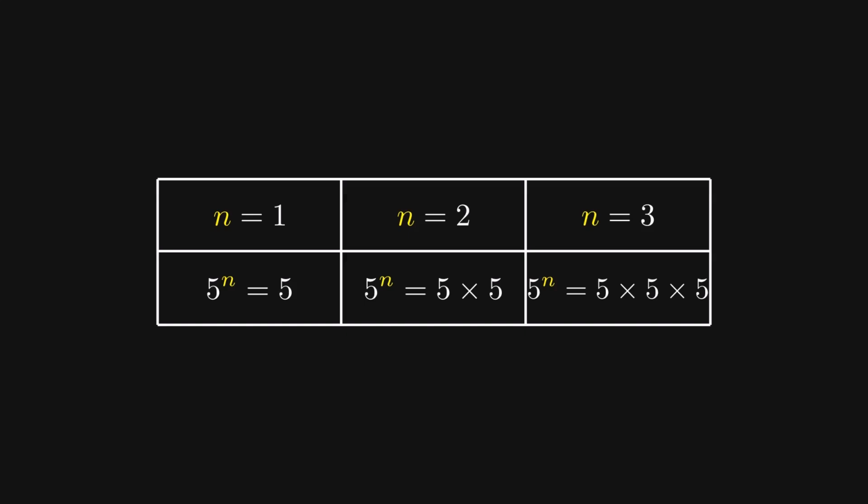Now, with these results, here's the pattern to notice. To get this value, we can take the previous value, which is 5, and multiply it by 5. Similarly, to get this value, we can take the previous value, which is 5 times 5, and multiply it by 5. So now we've seen how you can generate values to the right of the table. Let's see if you can generate values to the left. So to get this value, we divide the previous value by 5. And to get this value, we divide the previous value by 5.